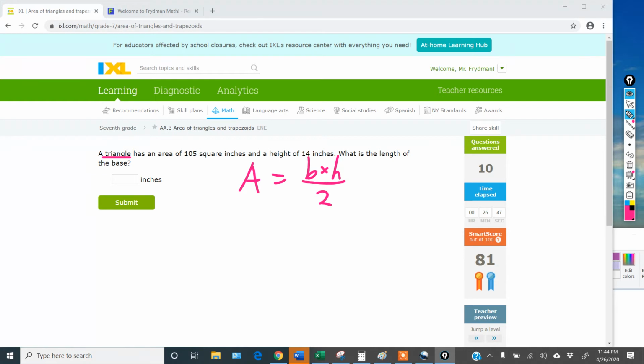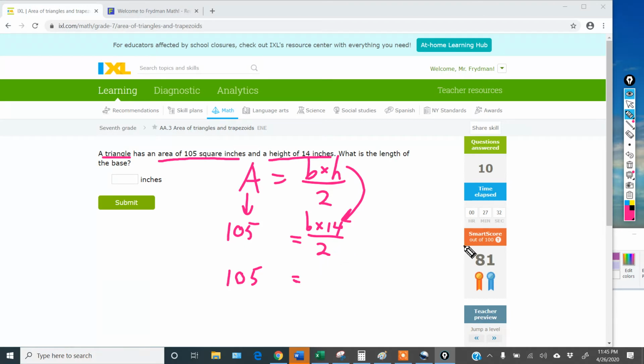But this time, they give us the area here. The area is 105 square inches. So we're going to plug it in here for A, not for B or H. 105 square inches is equal to, now the height is 14 inches, so let's plug that in for H. So we have 14 here times the base over 2. All right, so we have 105 is equal to, now you could do this a couple of ways.